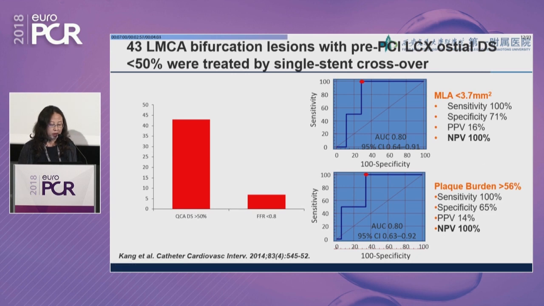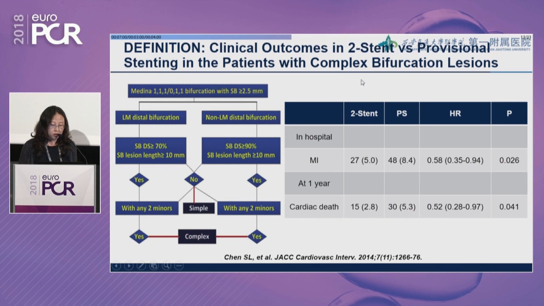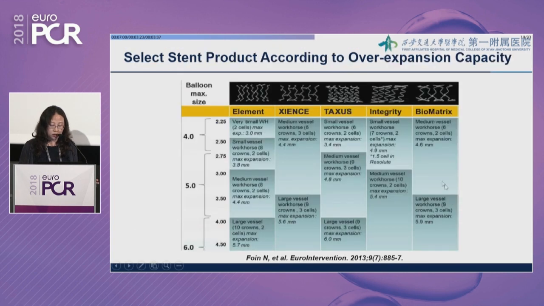I think this is the reason I choose two stent techniques. This is one reason. And of course, talking about Dr. Chen Shaoliang's definition in his trial, this is defined as a complex bifurcation lesion. So for complex bifurcation lesion, we should do two stent technique, but not a provisional stenting technique. Another point is how to choose stent. Because the proximal reference of left main was very huge, the stent needs to have very good over expansion capacity. So according to the stents nowadays, I choose the Integrity because it has the best capacity to over expand.